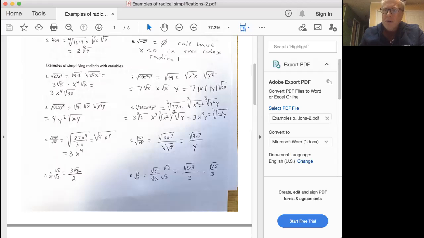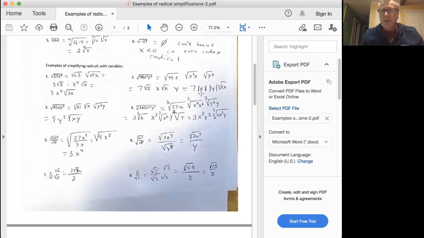Now what about the y squared? Well, the y squared, the square is the same value as the index. It's a square root, so the index is 2, even though it's not written. So we divide that out. 2 divided by 2 gives us 1. So that gives us a y to the 1st outside the square root. So we put this together. We have a 7, an x, and a y outside. And we have a square root of x and a square root of 2. And so we put those two together as a square root of 2x.